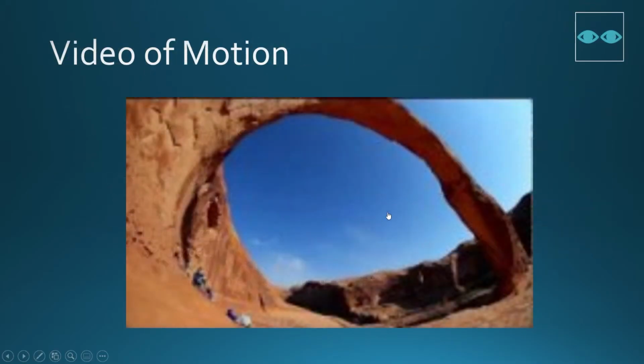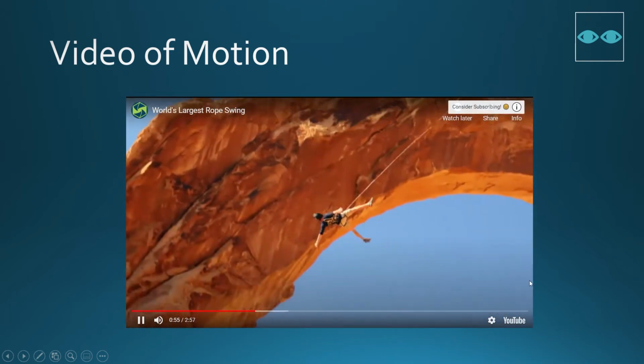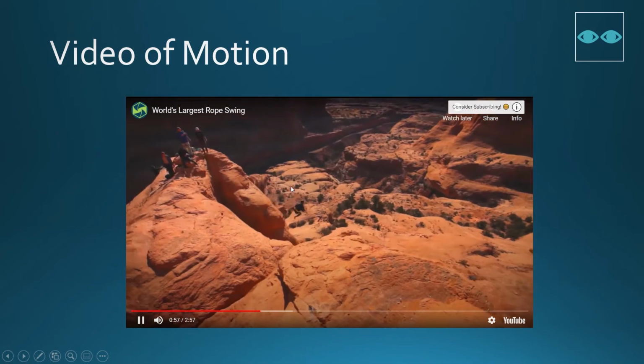Here is a little bit of the motion. You can see them swinging through here.